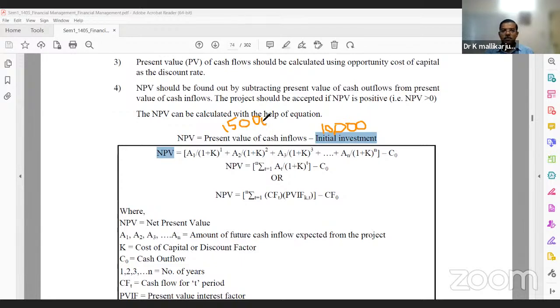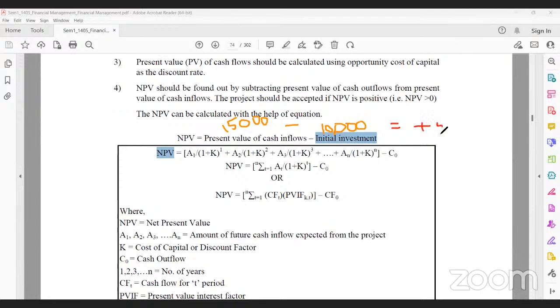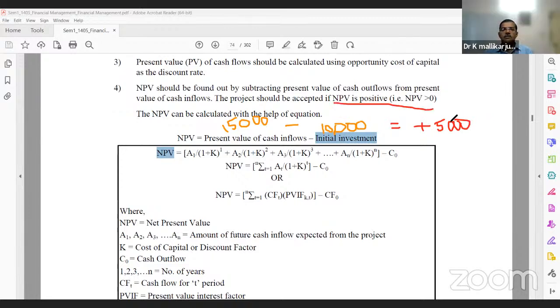15,000 rupees. So minus 10,000. The answer is plus 5,000, right? Yes, sir. It is called positive NPV. Positive NPV. We can accept the project. The present value of cash flows is higher than the initial investment, so we can accept the project.